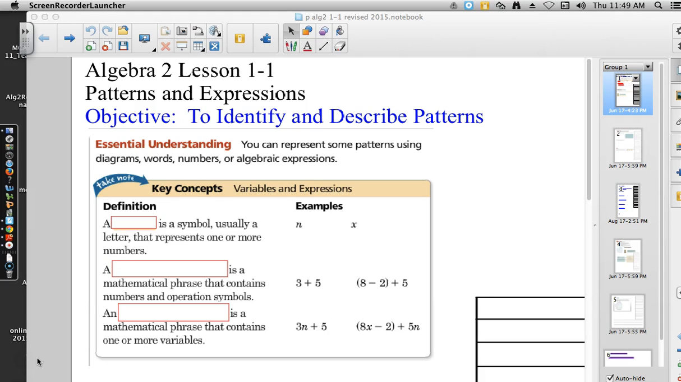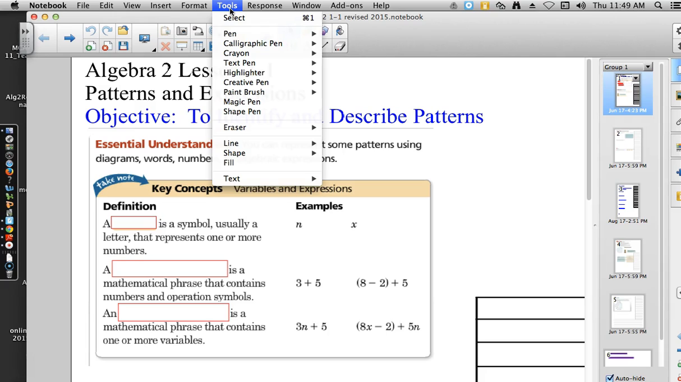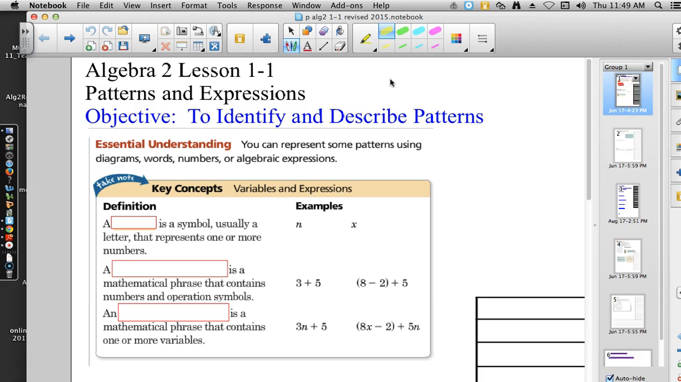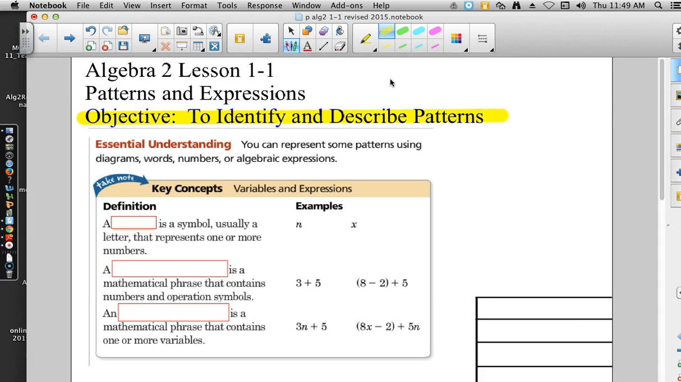And we start with, obviously, section 1.1 here. Algebra 2 lesson 1.1 is called Patterns and Expressions. And our objective here is probably something that we would want to highlight. So, go to my tools, and you guys hopefully have a highlighter. If you don't, they'll be in the bags that are next to your desks in class. But that objective is huge. We want to be thinking about that as we go through all of these problems. Am I able to identify and describe patterns? And that's what we have to be able to do in this section.